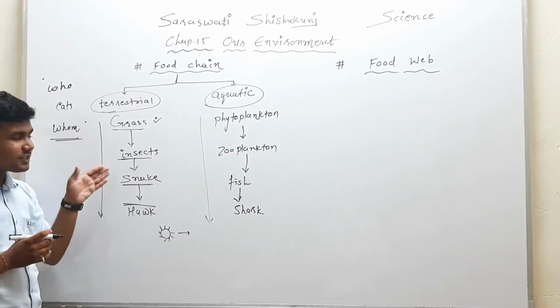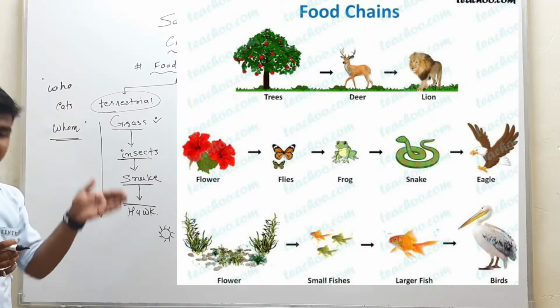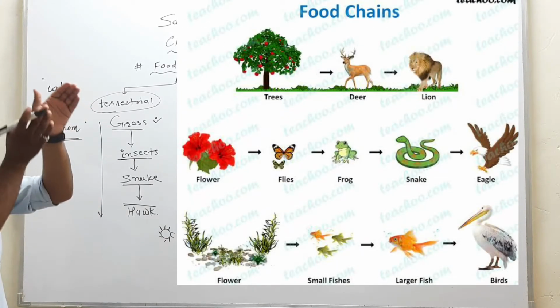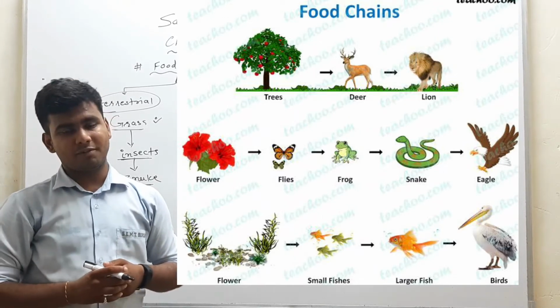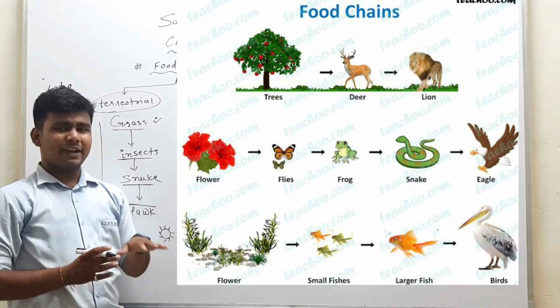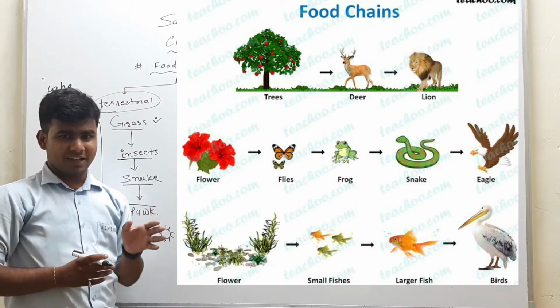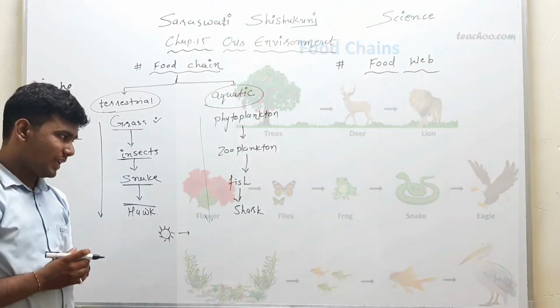So by this food chain, what can we know? We can know the level of energy, how it is passing from one level to another level. We are able to understand that with the help of food chain. With the help of food chain, we are also able to understand if there is any problem in the trophic level, where that problem is and how to sort out that problem.